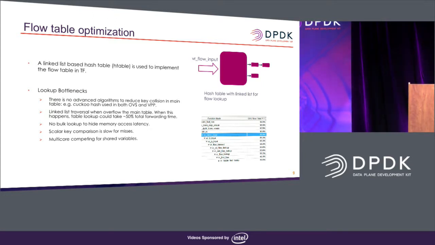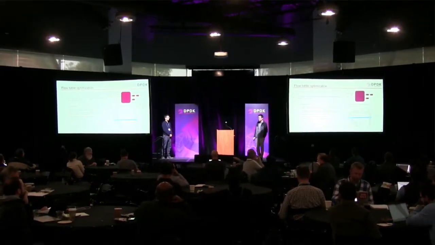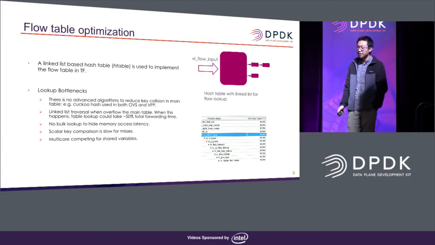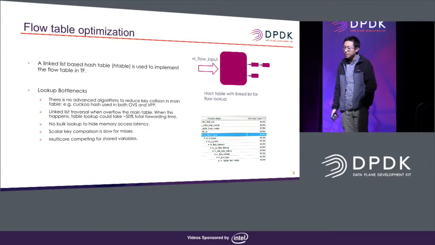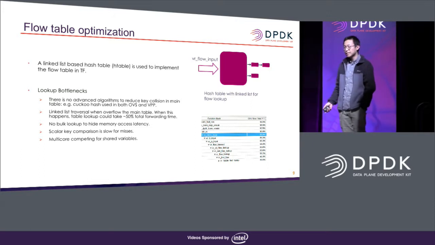Since we have some experience with the RTE hash from Intel Lab, we decided to take a look at Tungsten Fabric to see what we can do about their flow table. From the profiling we have on different setups of Tungsten Fabric, the flow table lookup indeed takes a lot of execution time. This figure shows what the data structure of Tungsten Fabric's flow table looks like, called H table, actually a hash table in Tungsten Fabric.